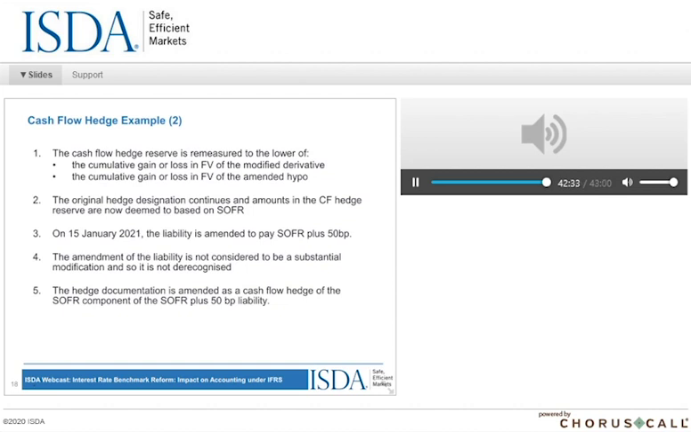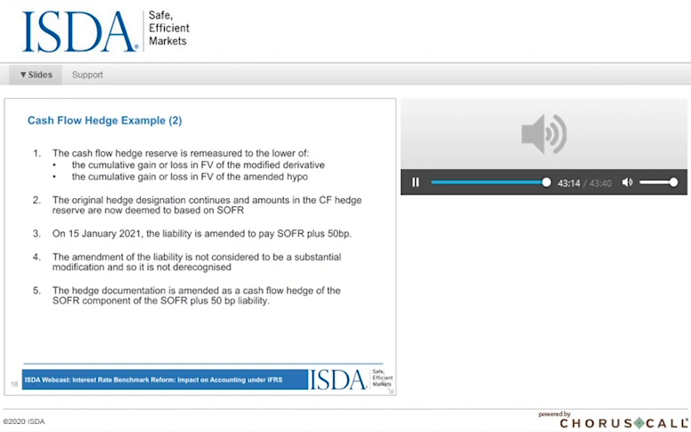In my example, the debt is then modified on the 15th of January 2021, and it's amended to pay SOFR plus 50 basis points. Again, the amendment of this liability is not considered to be a substantial modification, and so therefore the debt instrument is not derecognized. Moreover, and it's not actually on this slide, but it's worth mentioning, it is likely that this would be viewed as being an economically equivalent modification, and therefore we would change the effective interest rate to SOFR plus 50 basis points.